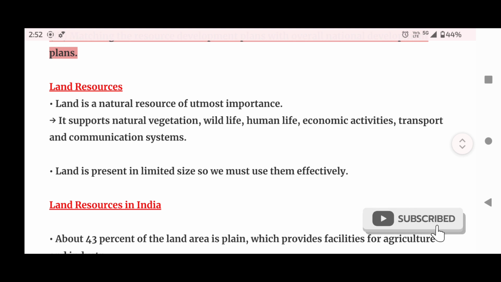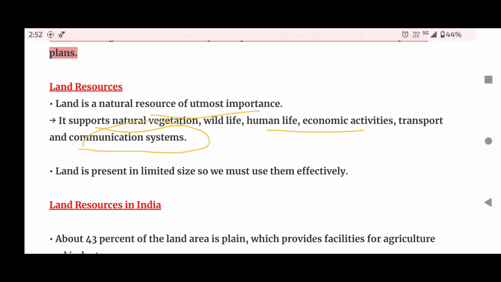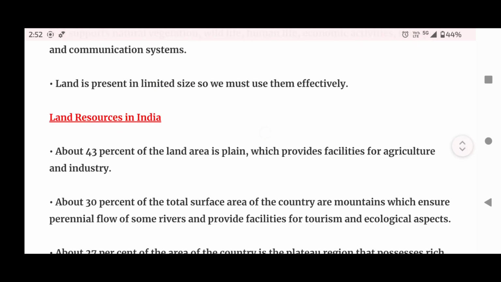Land resources. Land is a natural resource of utmost importance. It supports natural vegetation, wildlife, human life, and economic activities, transport, and communication system. Land is present in limited size, so we must use it effectively.